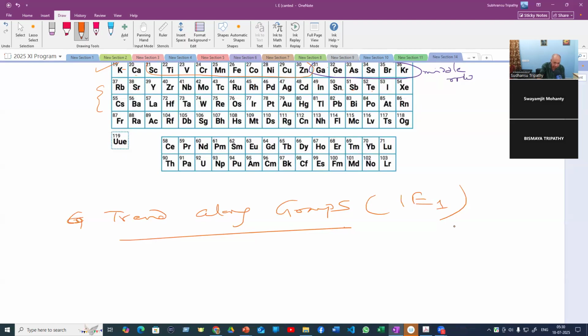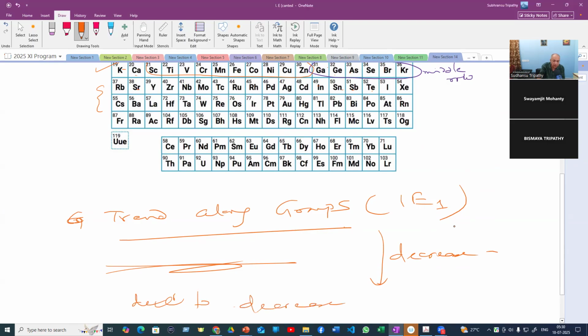Now see, in a group, it decreases due to the N factor. The reason is due to decrease in nuclear pull. Not due to effective nuclear charge, but due to the N factor, the radius factor that you know.